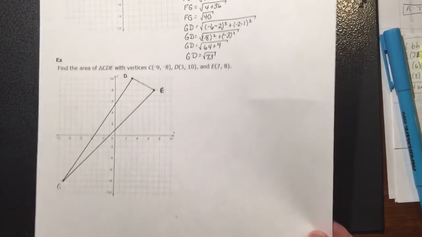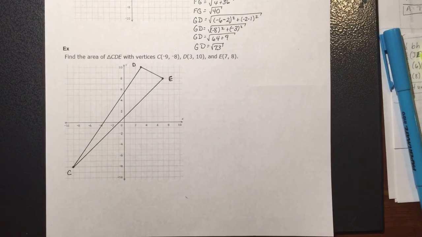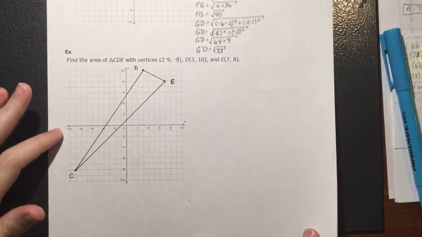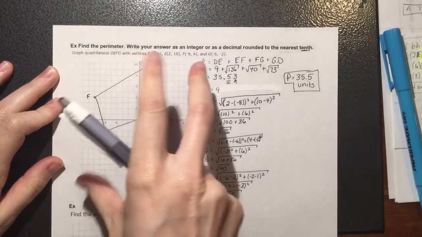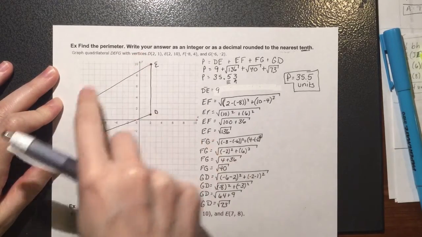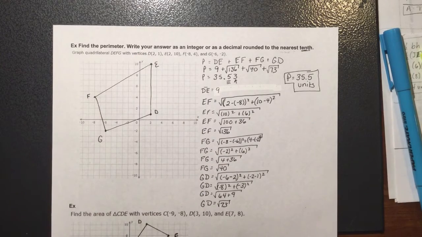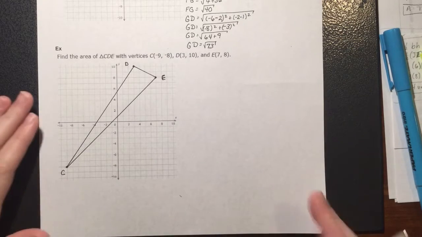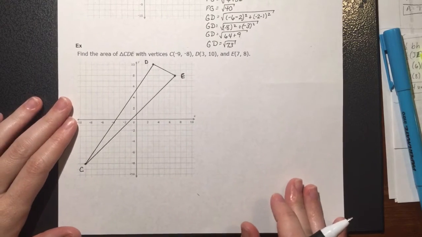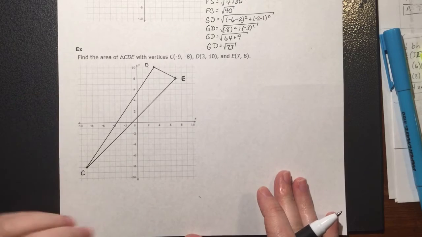And then looking at this last one is a find of an area of triangle CDE with those vertices. So the difference between this problem and this problem was this said graph the quadrilateral. So it'll actually give you a grid where you'll click on the different points to graph the quadrilateral on the picture. With problems like these, they're not necessarily going to give you graph paper to graph with. So this is where you'll have to grab some graph paper and graph it.